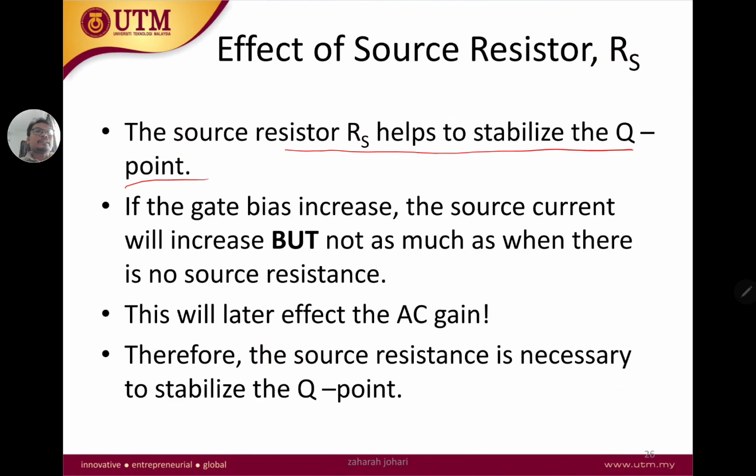If the gate bias increases, the source current will increase, but not as much as when there is no source resistance. This is a key point here. This will later affect the AC gain. Later when we do some AC analysis, we must have a source resistor, if not, we're going to have an impact on the AC gain. Therefore the source resistance is necessary to stabilize the Q point.